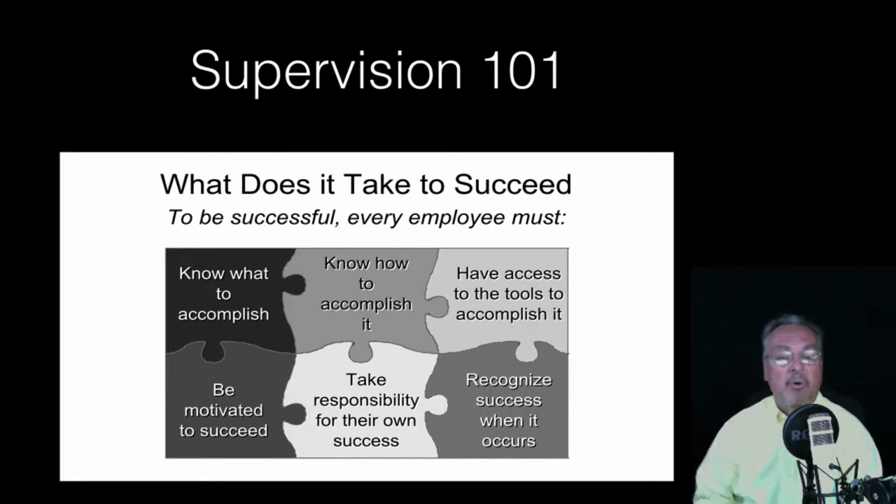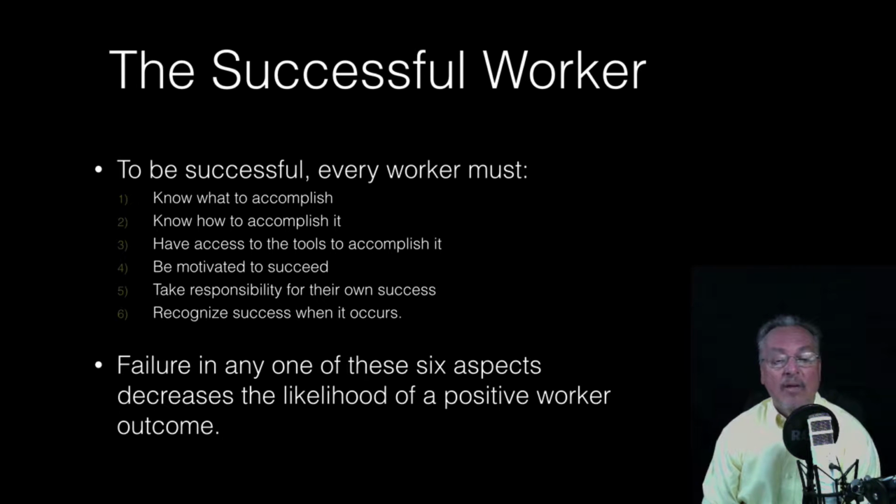As a preamble, it's important to understand that all of the things that go into this process are related to the basics of supervision or performance management, where there are 6 components that every employee must be able to have in order to succeed. Those 6 are knowing what to accomplish, knowing how to accomplish it, having access to the tools to accomplish it, being motivated to succeed, taking responsibility for their own success, and recognizing success when it occurs. Failure in any one of these 6 aspects decreases the likelihood of a positive worker outcome, in other words, a chance for them to be successful.